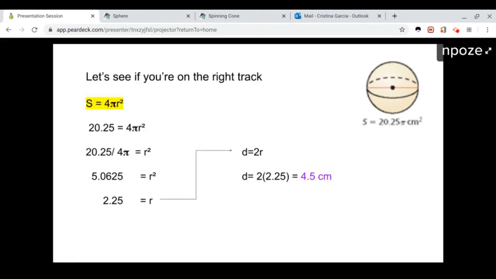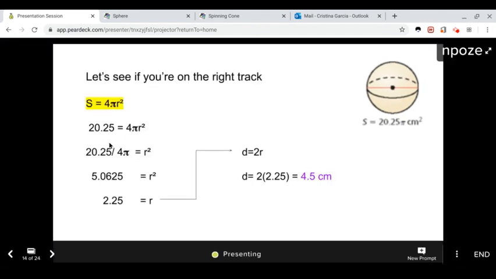So we're going to see if they were on the right track, which they were. In this case, we would have divided both sides by 4 pi. And then obviously at the very end is when we would multiply by 4 times pi, and then you take the square root to solve for the radius. Now, the radius is 2.25. Something to remember is that the diameter is twice as much as the radius. So we would multiply that by 2, and then we would end up with our diameter as 4.5 centimeters.